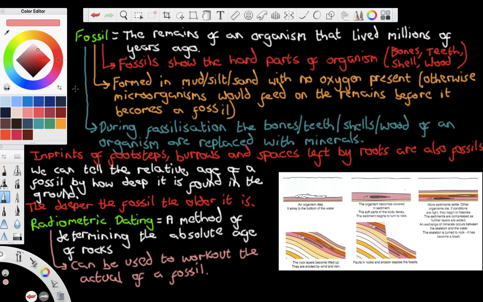We can tell the relative age of a fossil by how deep it is found in the ground. The deeper the fossil, the older it is. However, we can get an actual age for a fossil by using something called radiometric dating, which is a method of determining the absolute age of rocks and can be used to work out the age of a fossil.